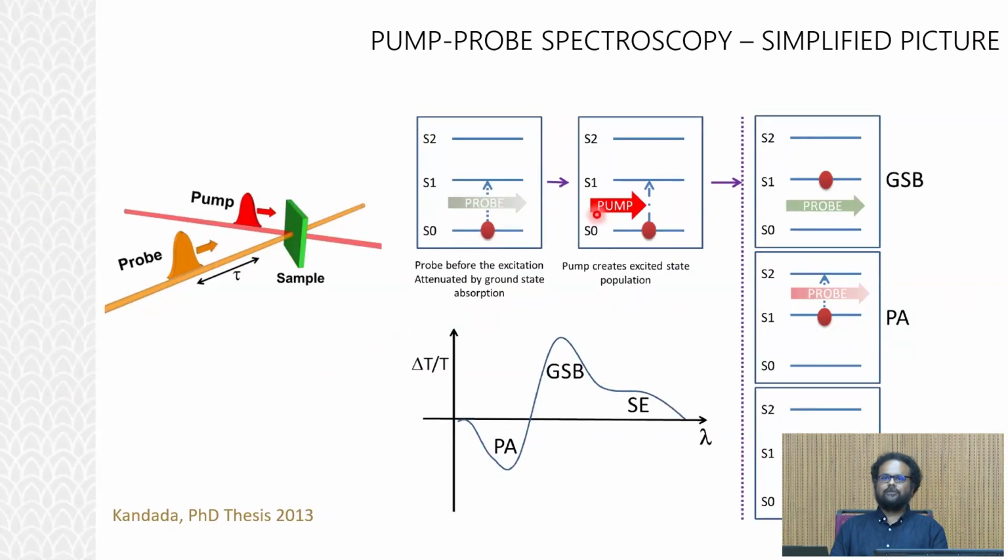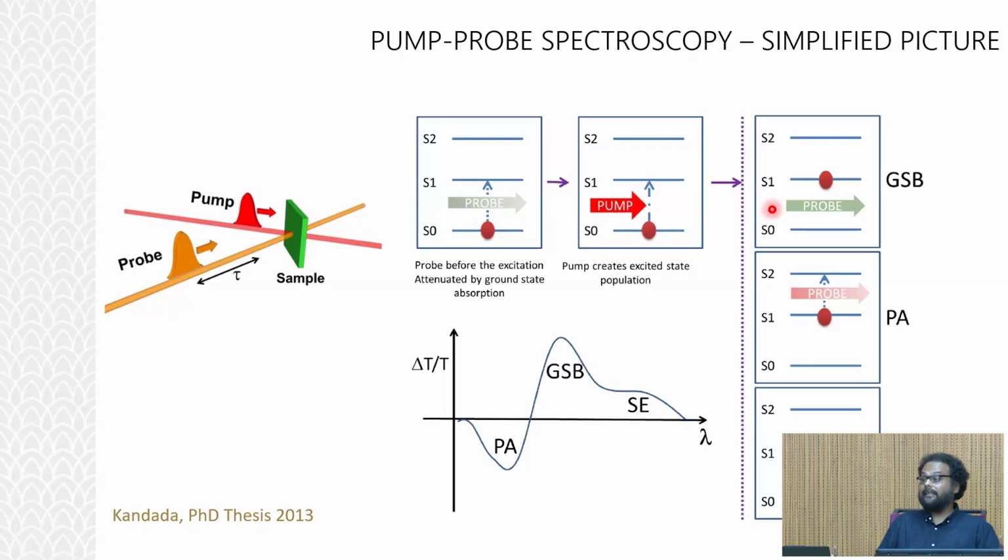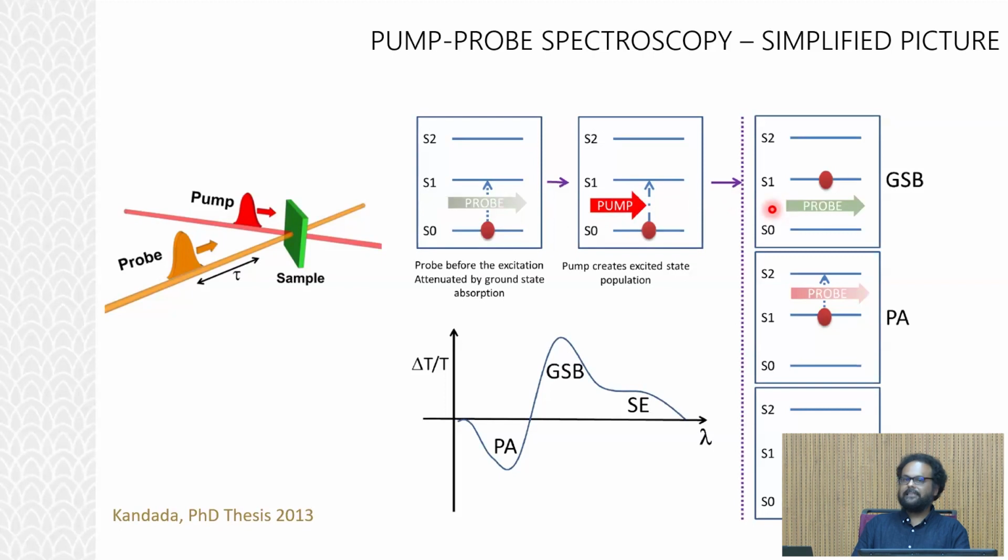You photoexcite, you transfer some population to the excited state. Think of molecules: you're exciting some n number of molecules to the excited state. They are no longer available for absorption because they are photoexcited. So when my probe comes after a certain time, the probe is not getting absorbed because there is nothing in the ground state to absorb. This is what is referred to as the ground state bleach, bleaching the sample because of the absence of population in the ground state.